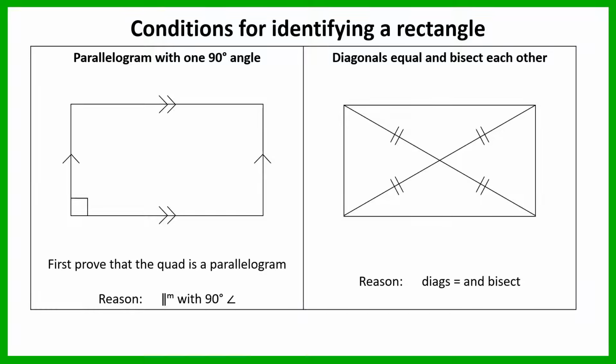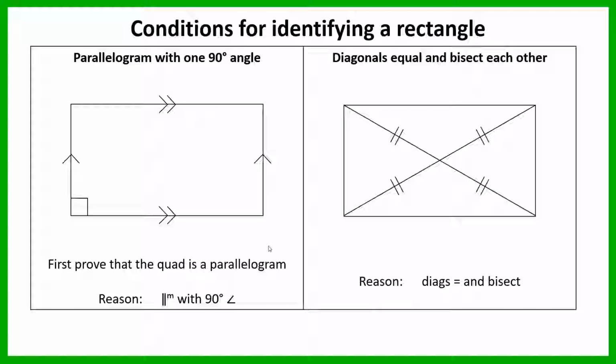Next, the conditions for proving that a quadrilateral is a rectangle. A quadrilateral is a rectangle if it is a parallelogram that has one 90-degree angle. So first you have to prove that the quad is a parallelogram. If you can prove that it's a parallelogram using any of the 5 methods that I showed you on the previous screen, then you can prove that it's a rectangle if you also know that it has a right angle. If it's a parallelogram and has one right angle, then you know that it's a rectangle.